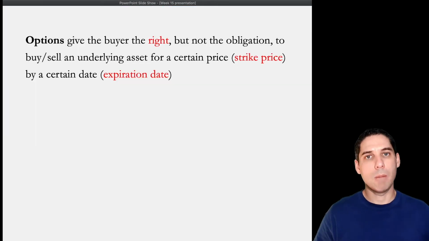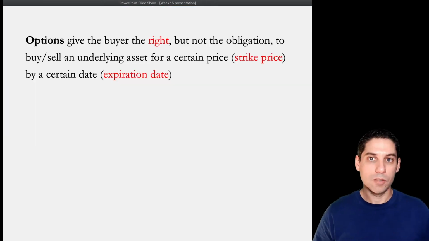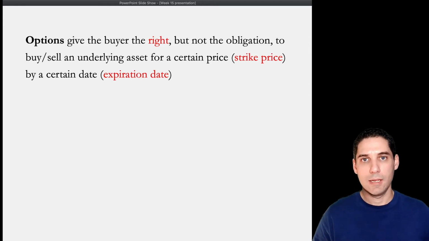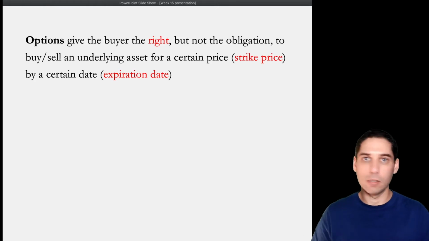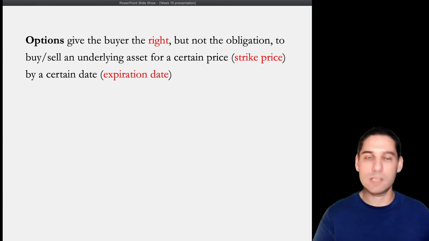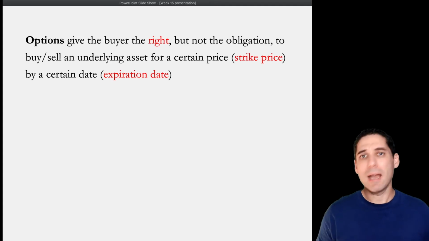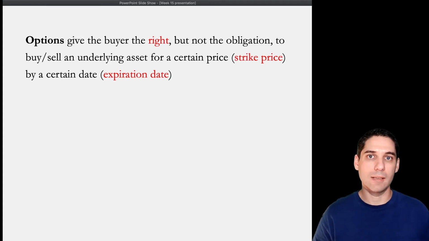Options give the buyer of the option the right, and that's very important, the right, but not the obligation, to buy or sell an underlying asset. This underlying asset can be pretty much anything with a varying level or price. The transaction will happen at a fixed, previously determined contractual price, which we call the strike price, by a certain date, which is a fixed date, and we call that the expiration date.